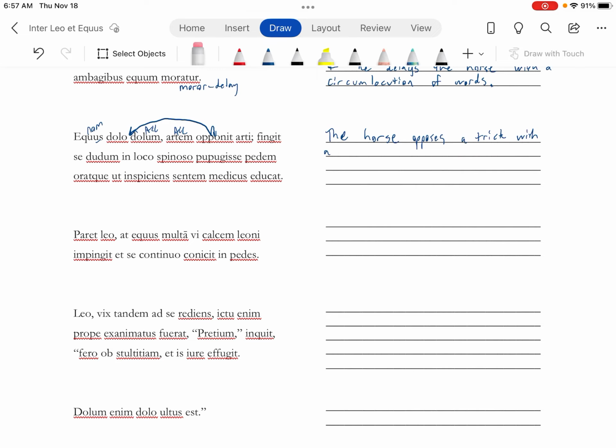The co there is, as I was thinking, instead of opposes, counters. Opponit, opposes. Deceit with deceit.